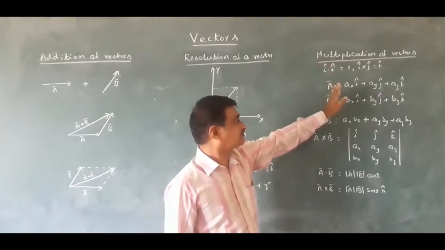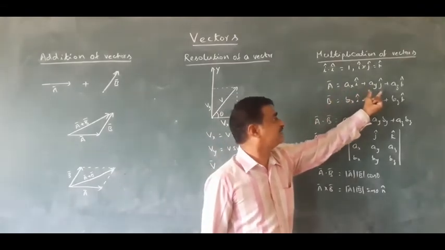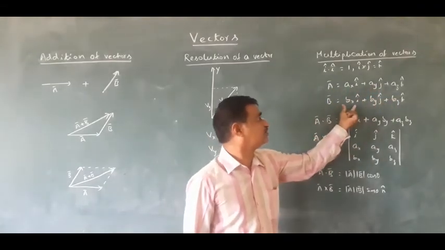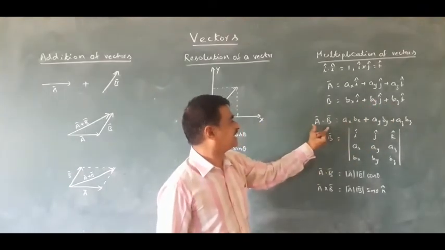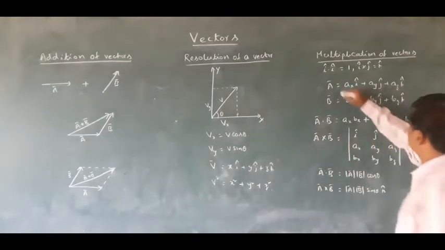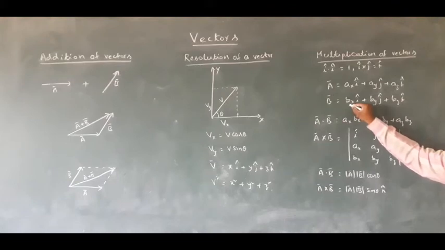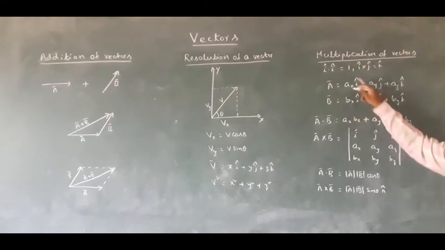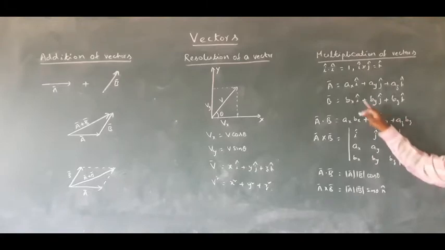See here. If a vector is given by a bar equal to ax i plus ay j plus az k, and b bar equal to bx i plus by j plus bz k, then we simply write a bar dot b bar equal to this. If we expand this, a bar dot b bar, then ax into bx, i dot i is 1, i dot j is 0, then the remaining terms become 0. Then the next one.